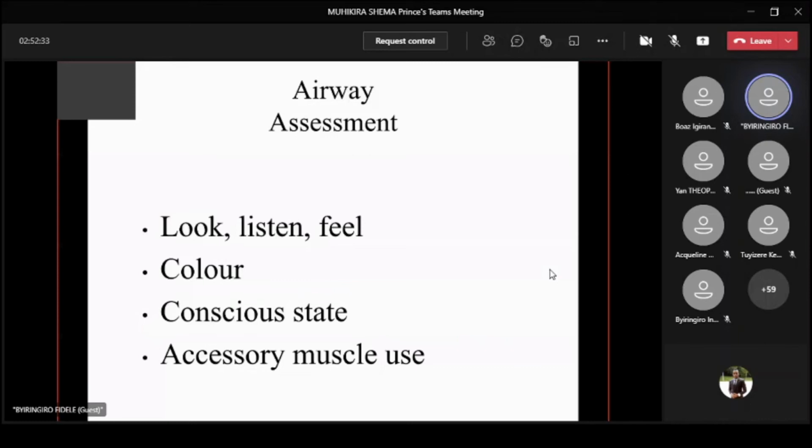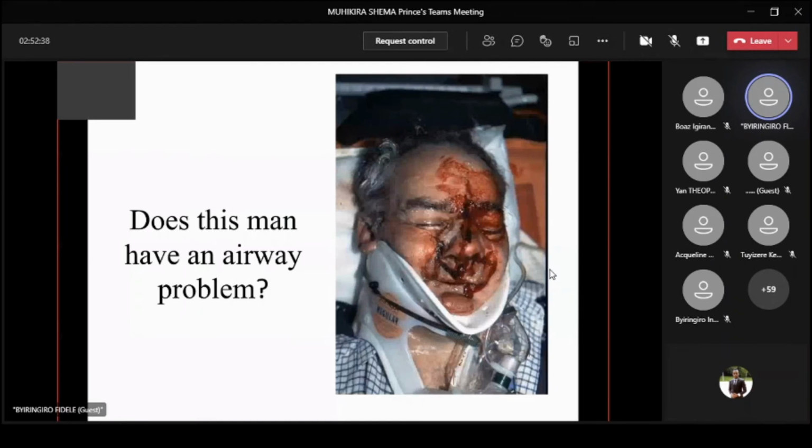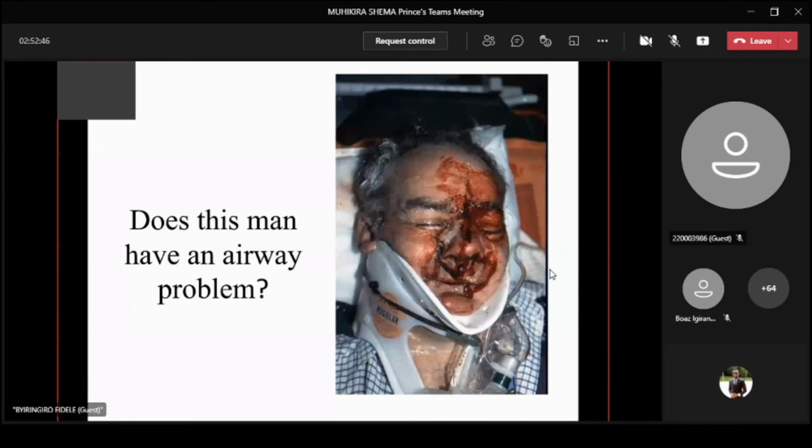So does this patient have an airway problem? That's a question to you. Can you answer me? Does this patient have an airway problem? Akeline, can you answer me? Yes. Does this patient have an airway problem? I can say yes. How?